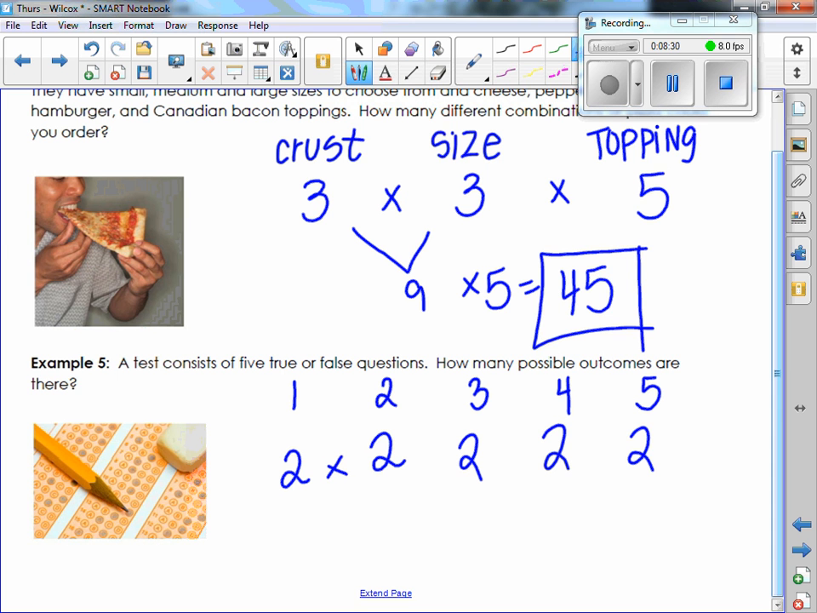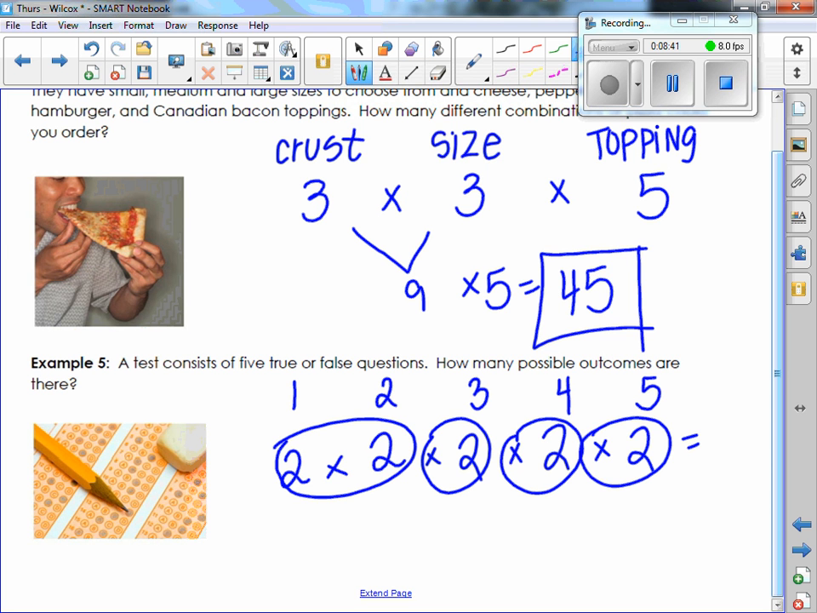So if we multiply all of these values by one another, 2 times 2 is 4, 4 times 2 is 8, 8 times 2 is 16, and 16 times 2 is a value of 32. So there would be 32 different combinations. You could have true, true, true, true, true, or false, false, false, false, false, or true, true, false, false, false. All those different combinations, all of those different orders that this could appear in.